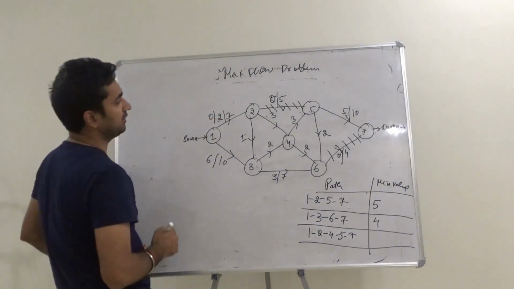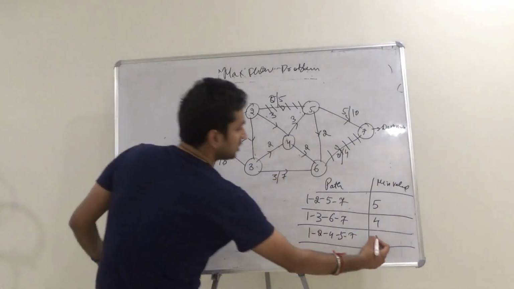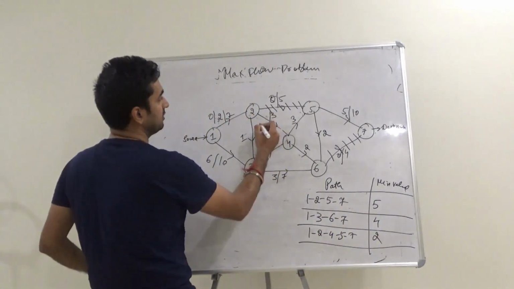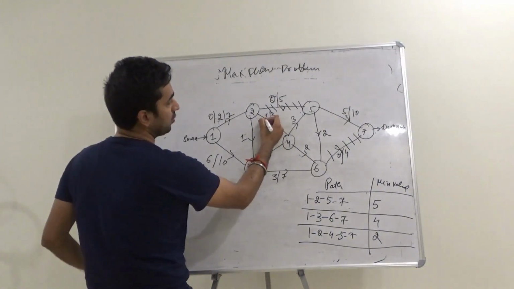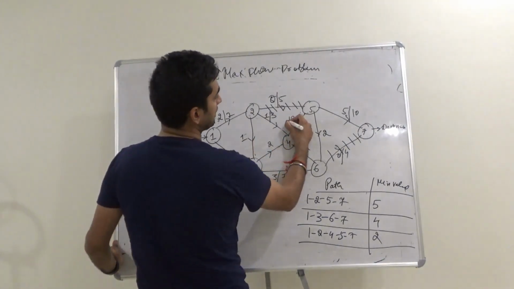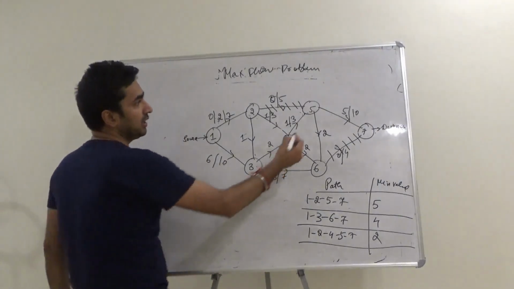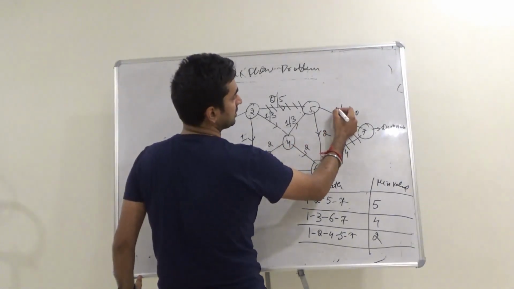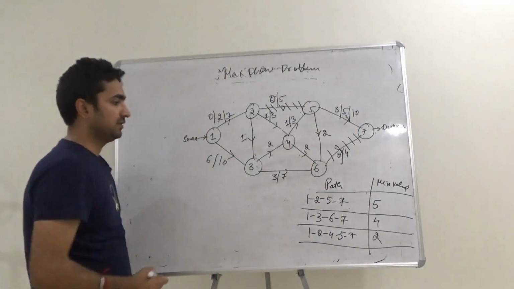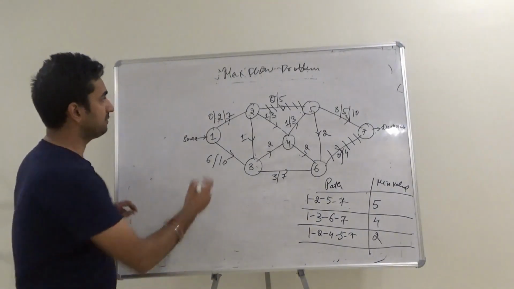So 2 is deducted from it, and it becomes 0. 2 is deducted from this, it is 1. 4 to 5: 2 is deducted from this, it is 1. And 2 is deducted from this, it becomes 3. So is there any other path?